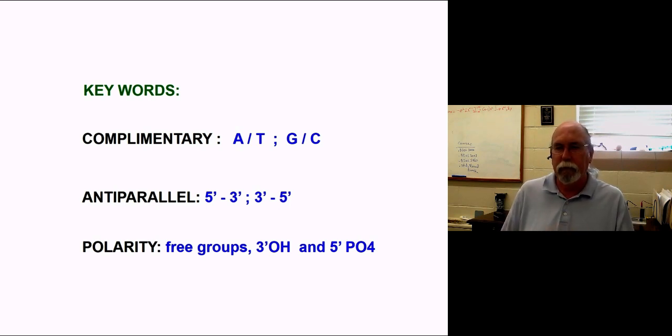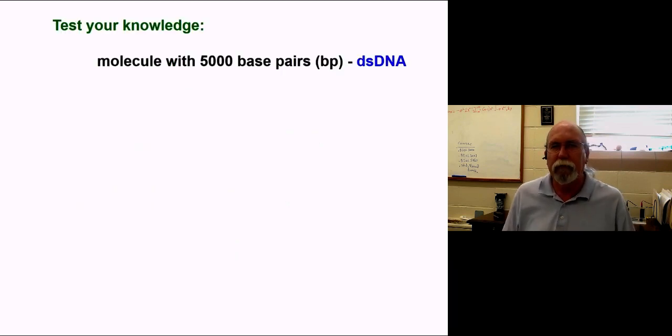Which of the free groups are we going to add to? So the 3 prime OH group down on the number 3 carbon, and then the 5 prime phosphate group that's found off of the number 5 carbon. That's going to be your phosphodiester bond region. Okay, so we want to work with those. All right, so let's just try a few straightforward problems here.